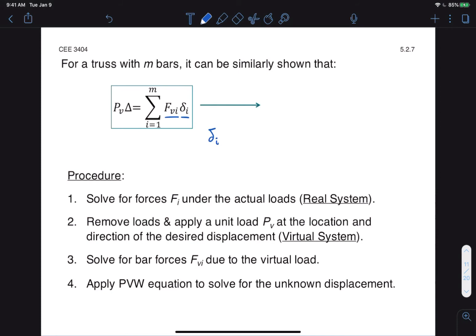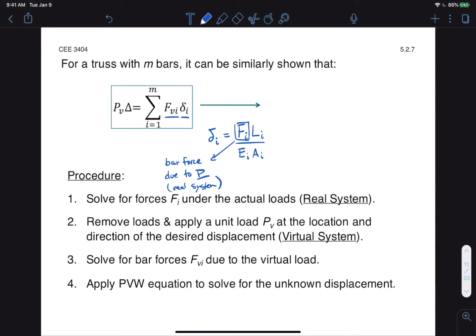So the elongation of bar i is going to be equal to the real force on that bar, right? Not the virtual force, but the real force times the original length of that bar, divided by the Young's modulus and cross-sectional area of that bar. So again, let me emphasize this. This is the bar force due to P, the real system. Okay, so these only need to be calculated once on the real system, as we usually do for trusses.